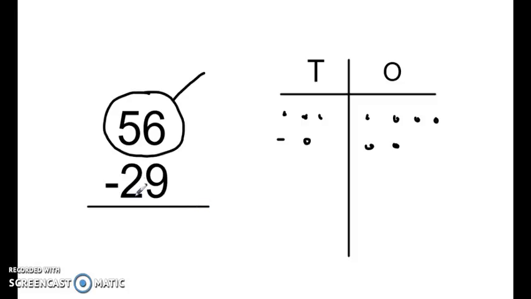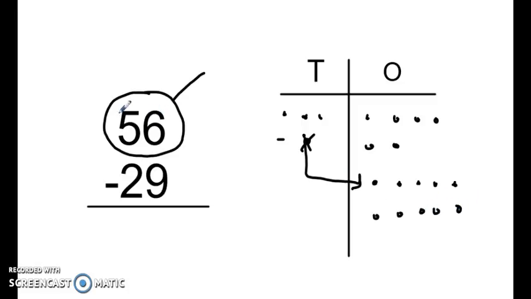Now I start with my subtraction. I always start with my ones column. So 29 has 9 ones. But I only have 6 ones. So I need to take one of my tens, bring it over into my ones column, and I draw my 10 ones. 5, 6, 7, 8, 9, 10.